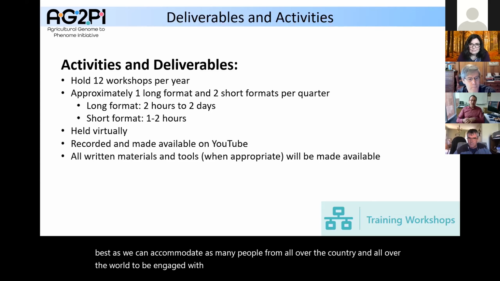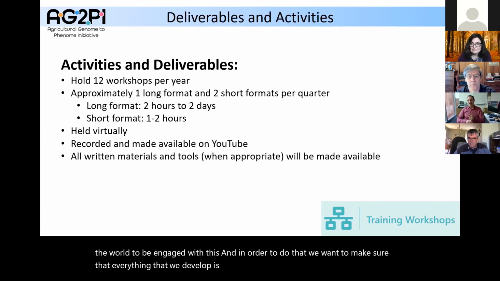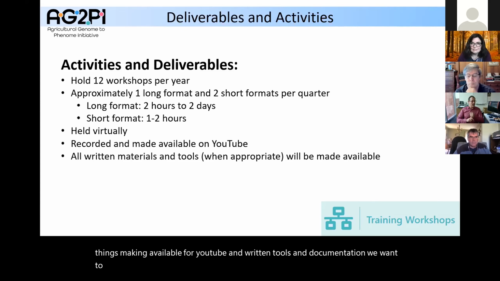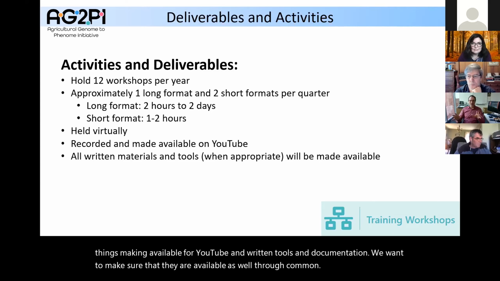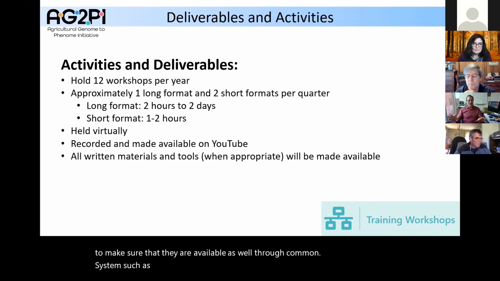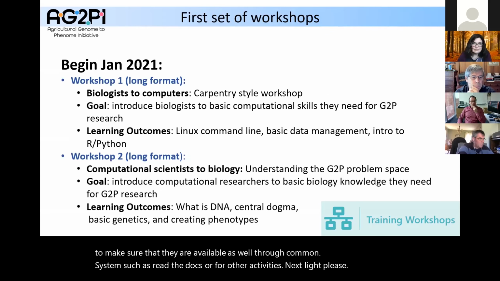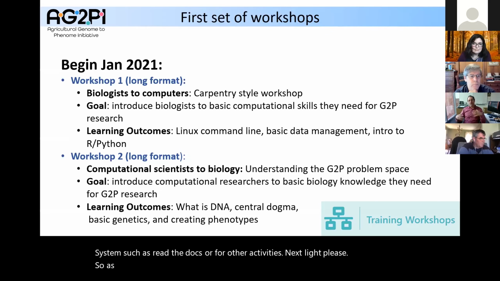And in order to do that, we want to make sure that everything that we develop is made open and easily available, recording these things, making them available through YouTube, and written tools and documentation. We want to make sure that they're available as well through common systems such as Read the Docs or other activities. Next slide, please.